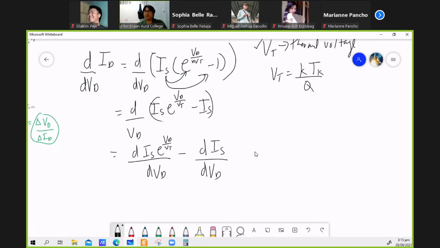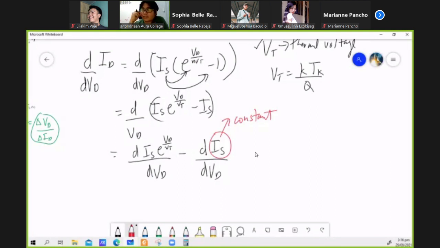So unahin natin itong I sub S. Since we are getting the derivative with respect to VT, ibig sabihin, lahat ng term na may VD, tatandaan nyo, lahat ng term na may VD are considered to be variables. Lahat ng walang VD or V sub T na term are considered as constants. So ibig sabihin yan, yung second term natin, yung I sub S, may nakikita ba kayong VD sa kanya? Wala. Therefore, this is considered to be a constant. Ano ang derivative ng isang constant? Diba that is equal to 0?